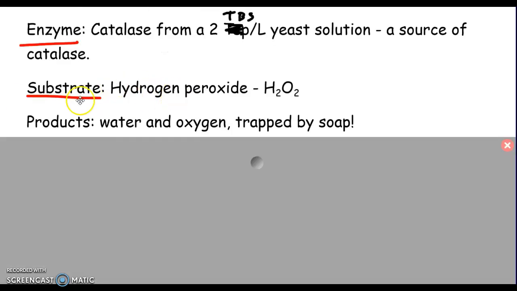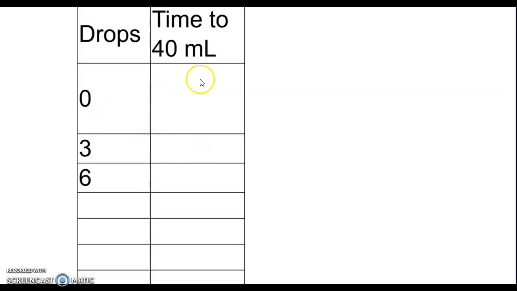We would then capture that information here because we are going to sabotage the catalase by adding drops of vinegar. So maybe 0 in the first trial, and then maybe 3 drops in the second trial and 6 drops in the third trial and so forth. And our thinking is if we add vinegar, which is an acid, the vinegar will attack the enzymes, compromising their ability to process the hydrogen peroxide and making it longer and longer to get to that 40 milliliters.